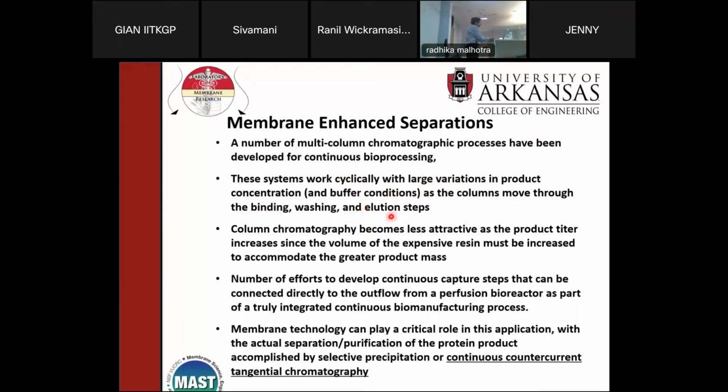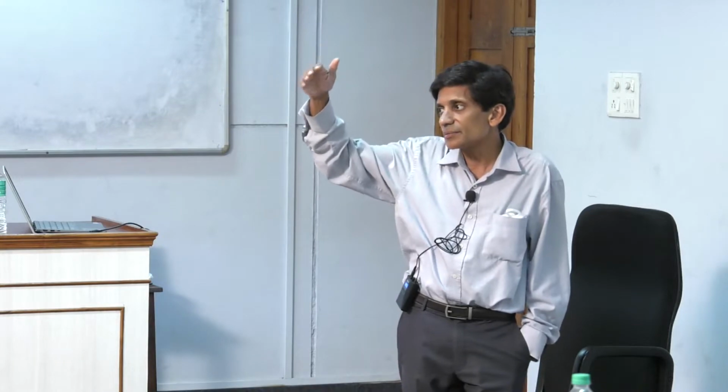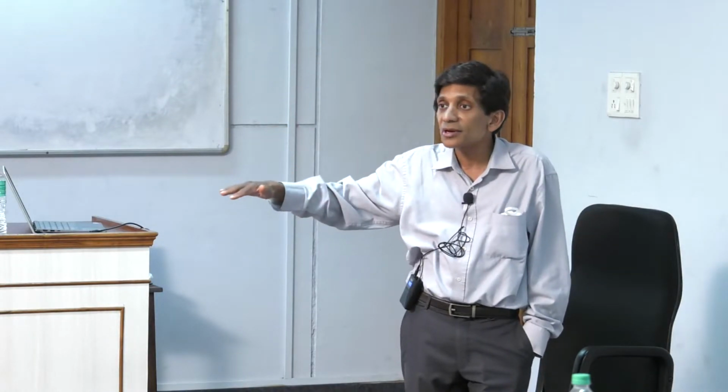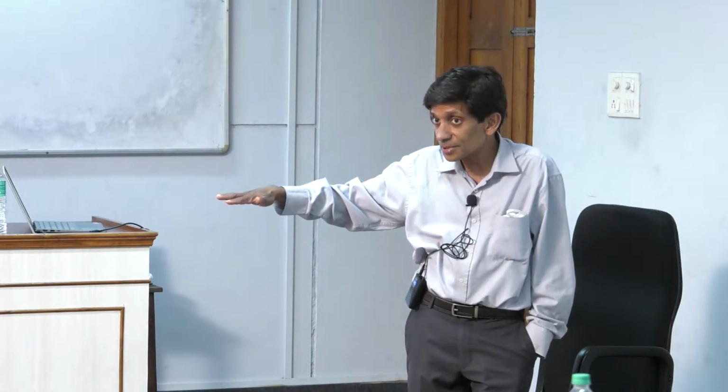These systems work cyclically with large variations in product concentration and buffer concentration as the column moves through binding, washing, and elution steps. So the problem with this is, you could say it's continuous, but one thing in the biotech industry, we want to keep things constant. And so when you're eluting, you start to get initially a high product concentration, then it tails off as you get close to the end of the elution step.